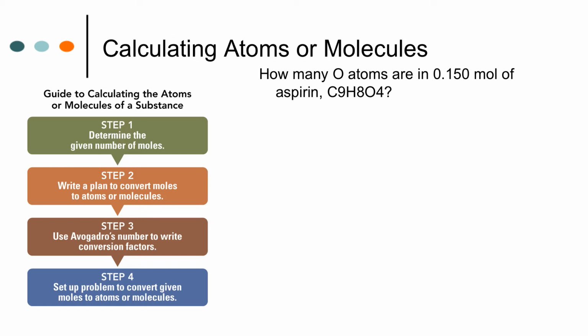So step 1 is determining the given number of moles. With any problems that you do in chemistry, we always start with what we're given. And so this is our given, 0.15 moles of aspirin. So we know that our given is 0.15 moles of aspirin, and we're going to write out the formula for that.